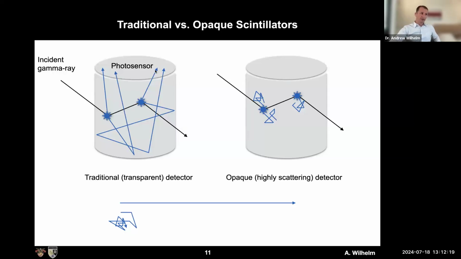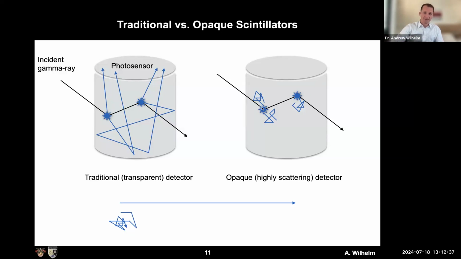Conversely, in an opaque scintillator, we intentionally design the medium to be highly scattering. I want to emphasize that we still don't want the light to be absorbed. We want the scintillation liquid to have as long of an absorption length as we can manage, but we want it to have a very short scattering length.